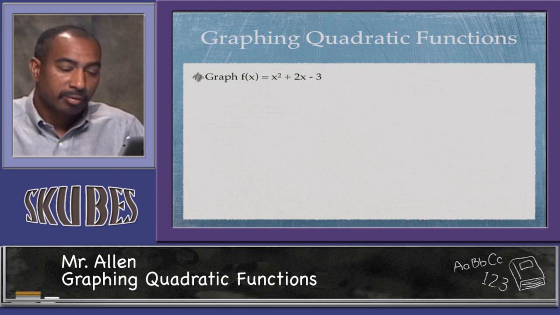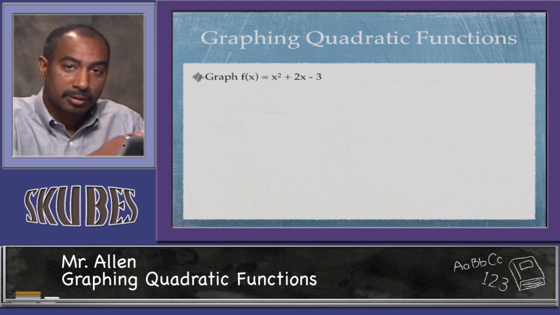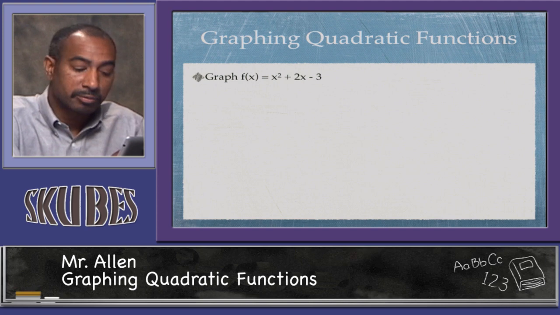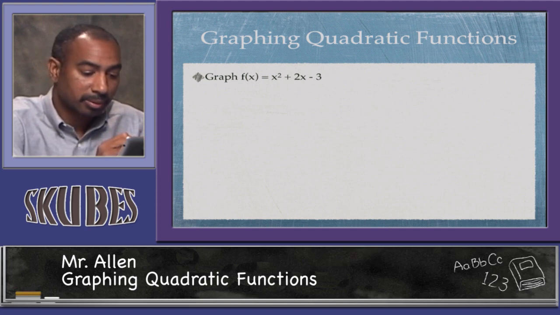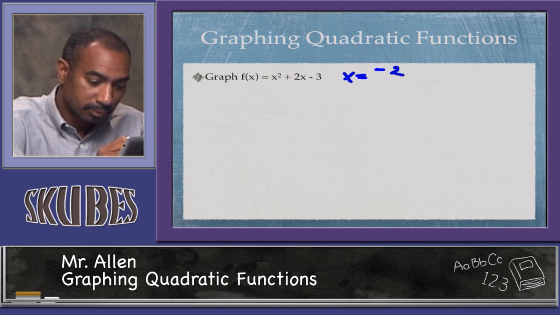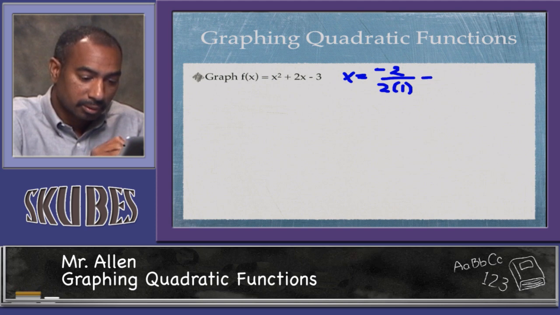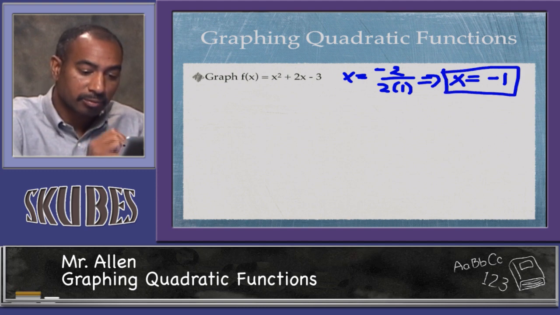Okay, graph f of x equals x squared plus 2x minus 3. We're going to do the same thing. We're going to find the axis of symmetry, and then we're going to find the vertex point, and then pick points to the left and right of the line of symmetry. So x equals -b, well, b is 2, over 2a, and a is 1. That tells us that x equals -1.